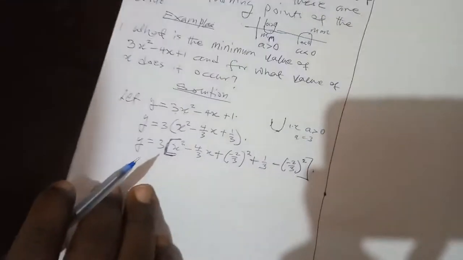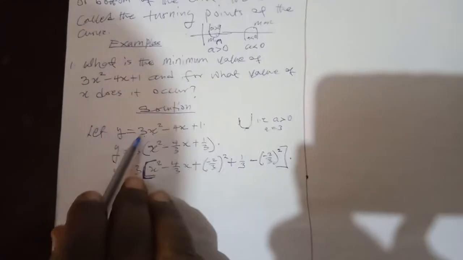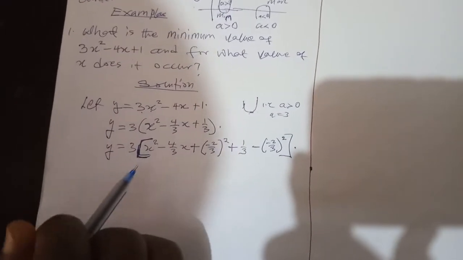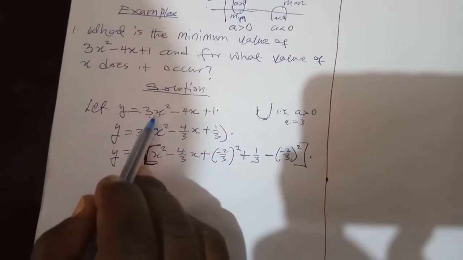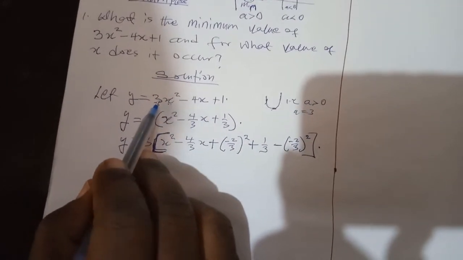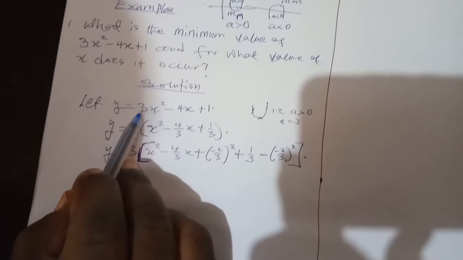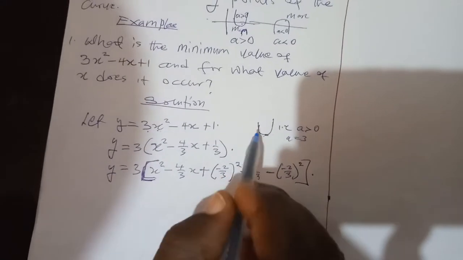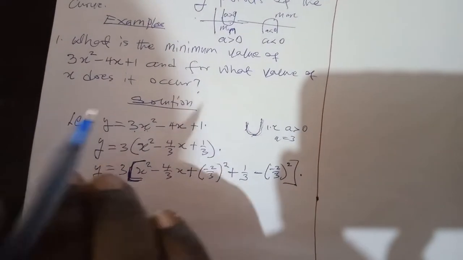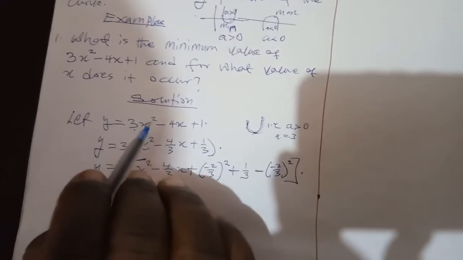All right. We will let y equal 3x squared minus 4x plus 1 first. And the first thing we should know again after that is that the coefficient of x squared is 3, which is greater than 0. If it is greater than 0, then it's talking about a minimum value, and this is the curve for minimum value. Can you see? So that's the first thing, because a is greater than 0.